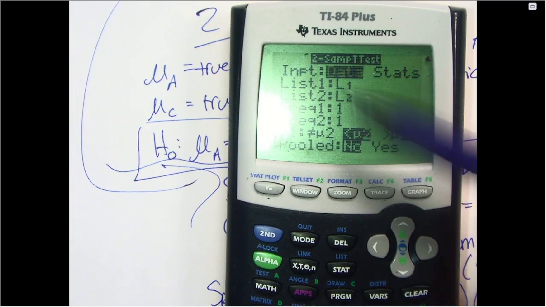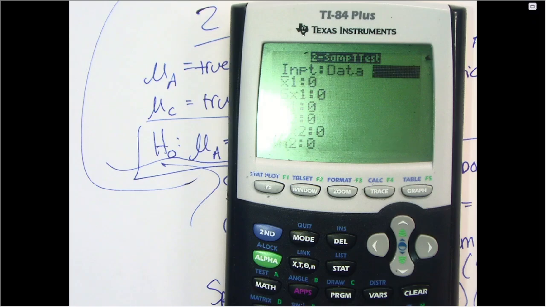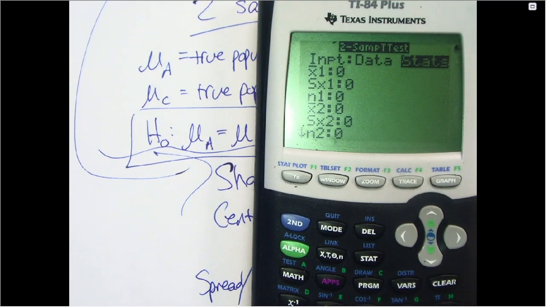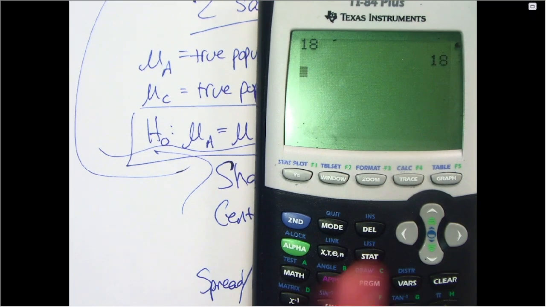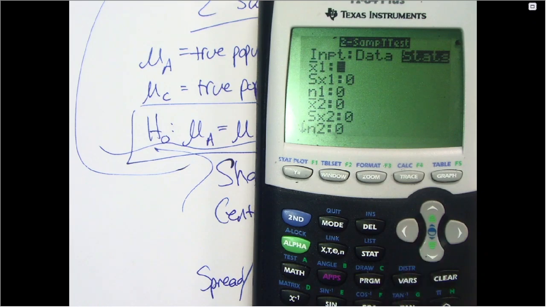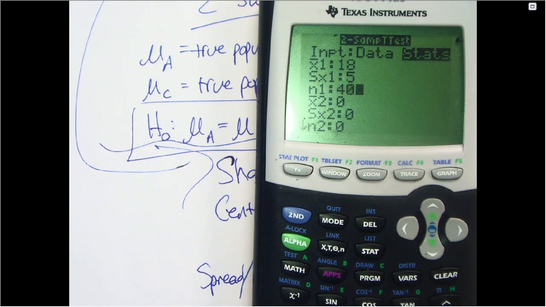So you could throw the data in L1 and L2 if you had a list of numbers, and then you could tell the calculator to figure out those standard deviations and means, all that stuff. But I don't have that, I have the statistics, the summary of the data. So, X bar 1, I'm gonna do Ann Arbor as 1, and Chicago as 2. So X bar 1 is 18. Standard deviation is 5, sample size is 40.